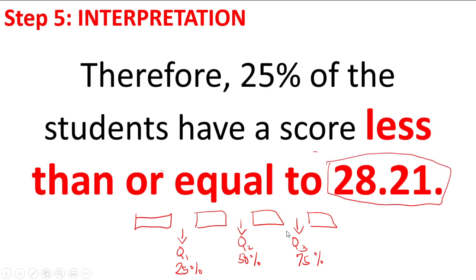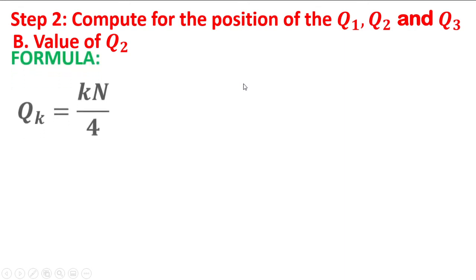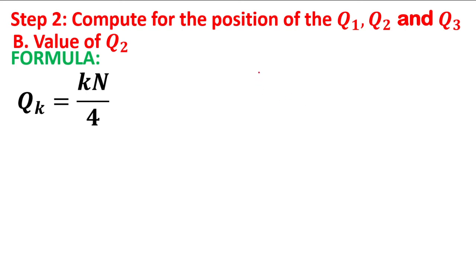Next. We will now get the value of the second quartile. But before getting the value of the second quartile, you have to first compute for the position of the second quartile. Okay? So, we are looking for the position of the second quartile. So, the position of the second quartile is equal to Kn over 4. Wherein K, so, second quartile lang hinahanap natin. So, ito yung K.